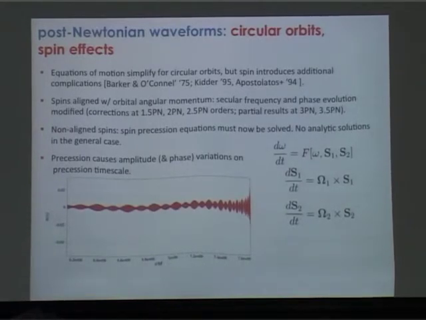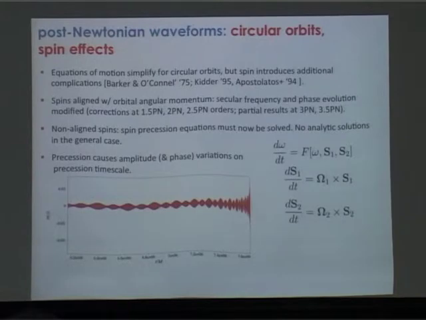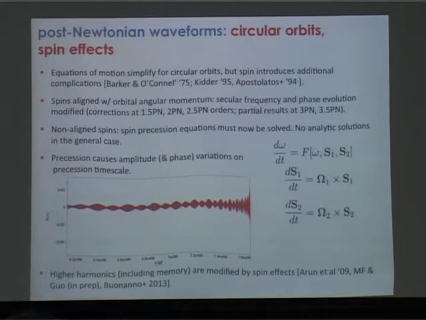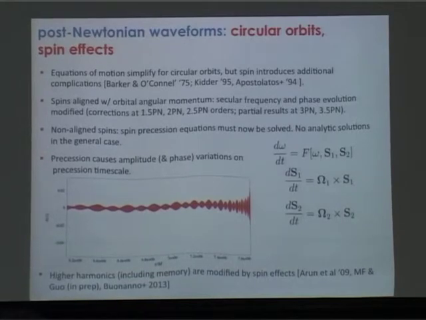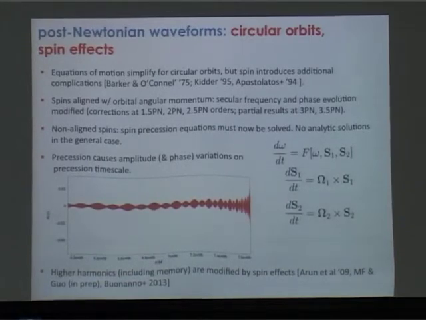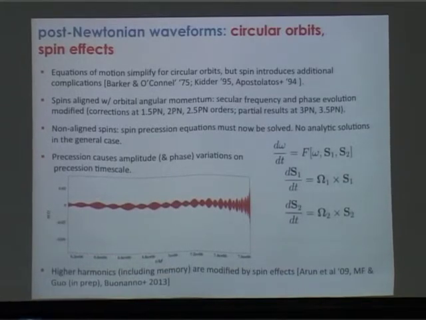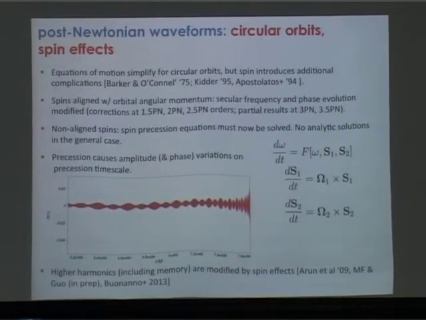Essentially the effect of having this spin is to cause variations in both the amplitude and the phase on a time scale related to the precession time scale of the two spin vectors. So your waveform, instead of looking like that simple chirp, looks more like this now. In addition to the precession, there are also higher harmonic effects that come in: corrections to the amplitude due to these spin effects. These have been computed by Arun and his collaborators, and we've also computed them for the memory effect. So these corrections to the amplitude and higher harmonics when you have spin are now reasonably well understood.